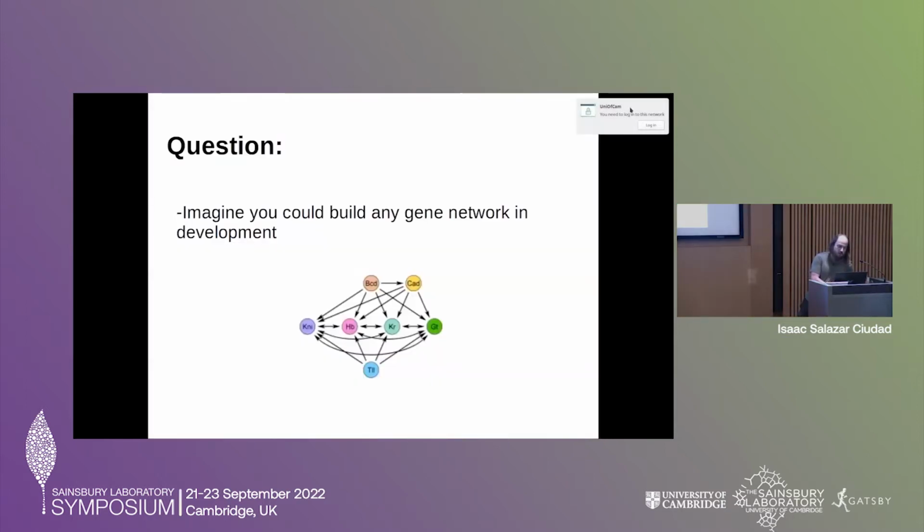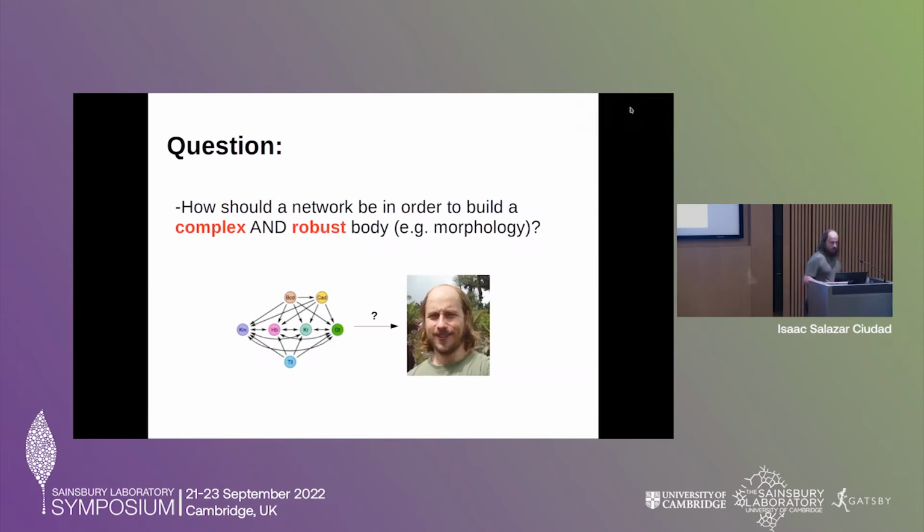So imagine you could build any gene network in development and check out which kind of things they can produce. The question is, how should a network be in order to build a complex and robust body? For example, morphology. And by morphology, I mean the distribution of cells in space and the extracellular matrix.